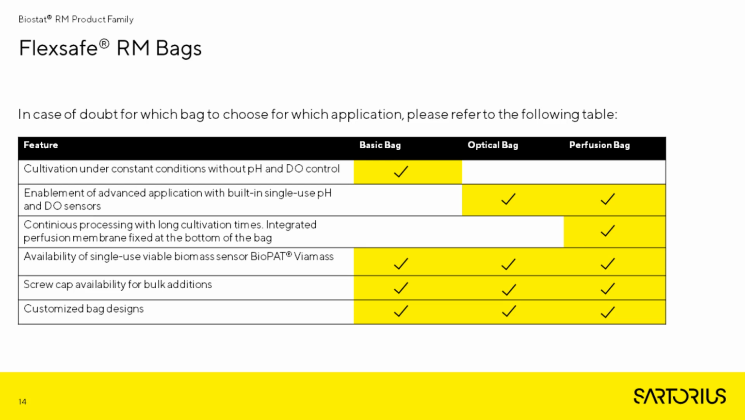And briefly, I want to talk about the FlexSafe RM bags, since it is a crucial point in our RM system. With the basic bag design, no pH and DO control is possible. It's really just cultivation under constant conditions. If pH and DO need to be constantly monitored, our optical bags are a perfect match. And for perfusion processes, we have specifically designed perfusion bags with a fixed membrane in it to really allow those perfusion processes to be done on the rocking motion platform. All our bags can be customized and have also access, or the availability of biomass sensors is given.